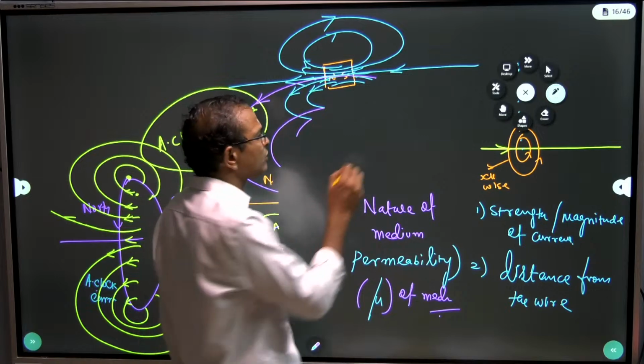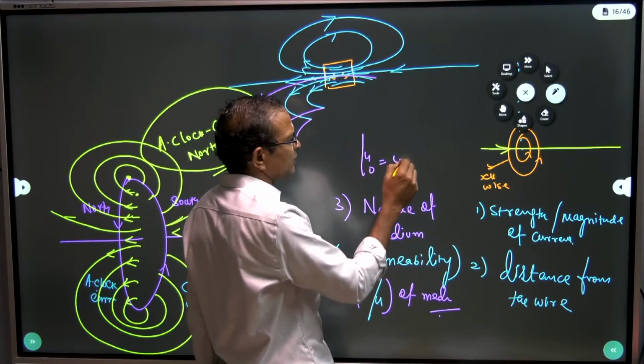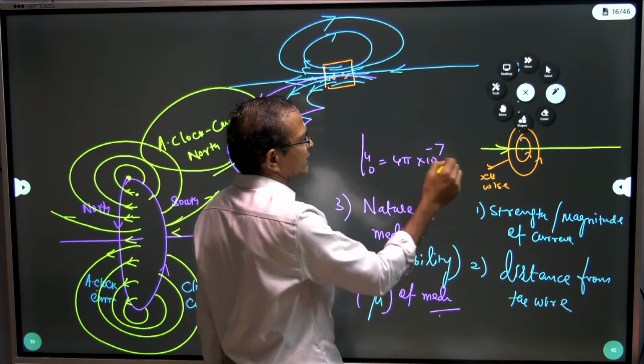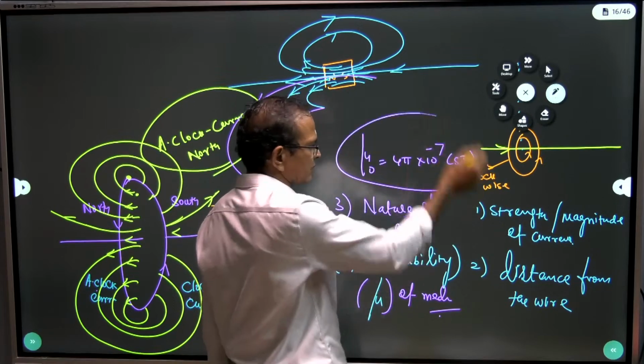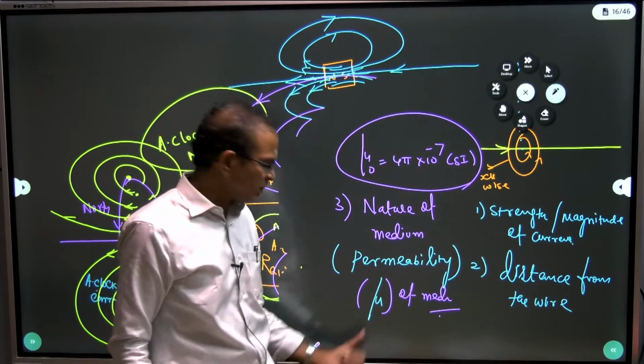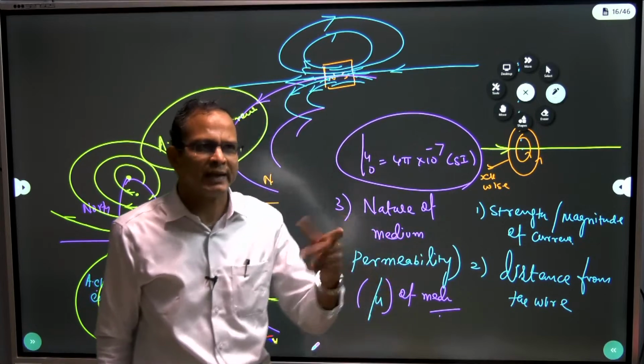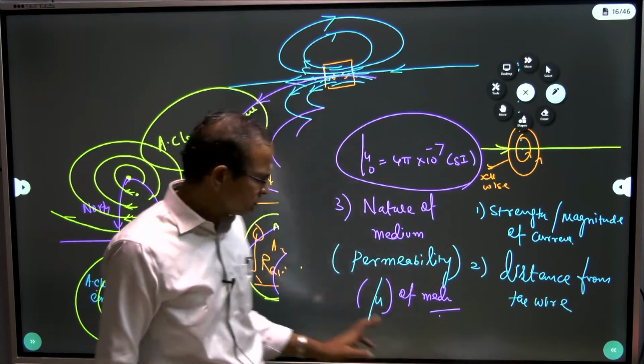Permeability of the medium. Mu 0 is equal to 4 pi into 10 power minus 7 SI unit. That's right. What you say is right. But that is mu 0. What I am mentioning is mu, because mu 0 is meant for air and vacuum. Mu is meant for any medium.